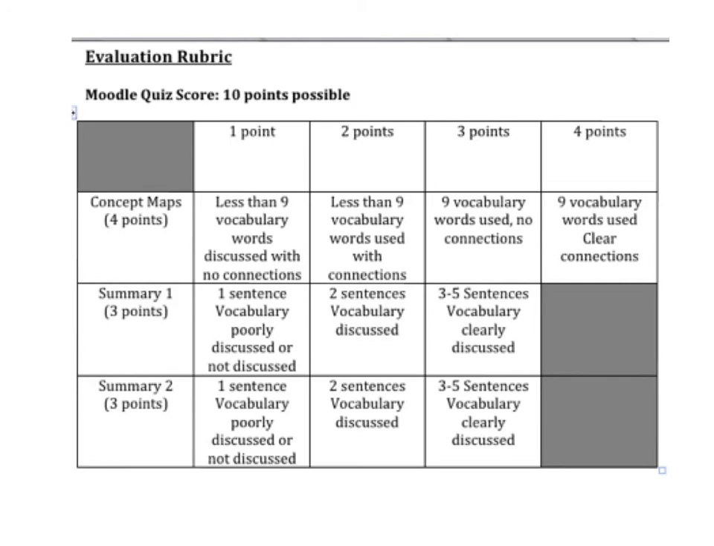To receive full points on the concept maps, you need to use all of the words and make sure that your connections are clear. And for each summary, you need 3 to 5 sentences with the vocabulary clearly discussed. So once you have completed all of this, make sure that you put your name on your paper and turn it in to your science teacher and ask them any questions that you may have on this activity option.